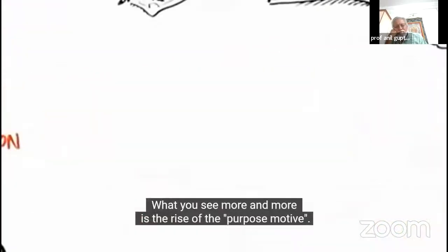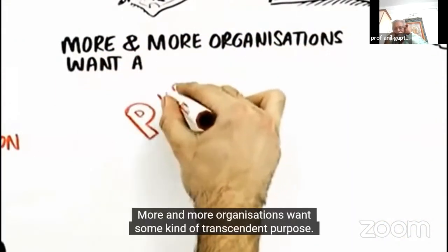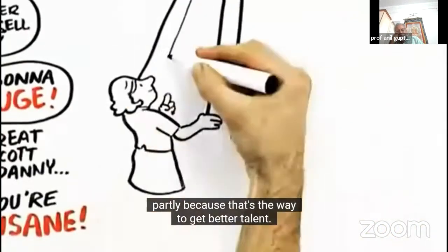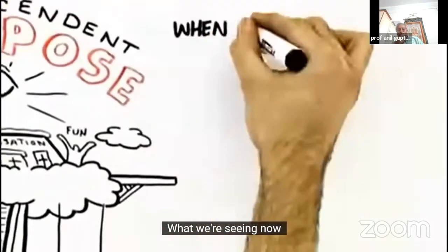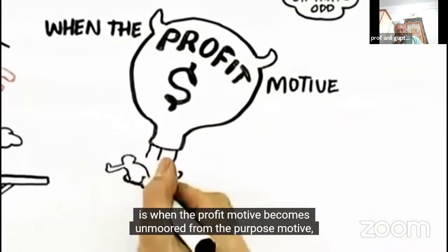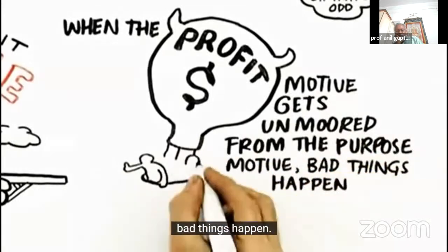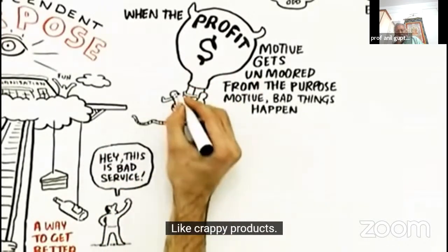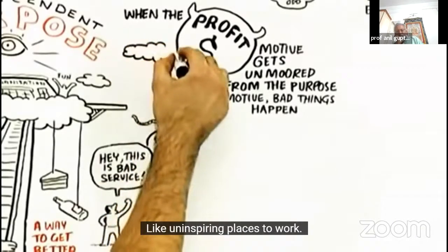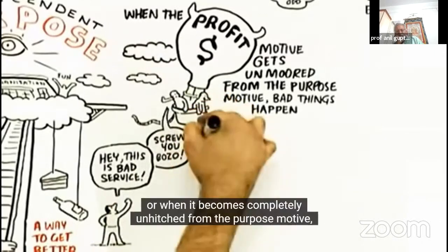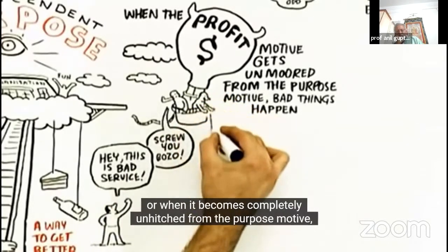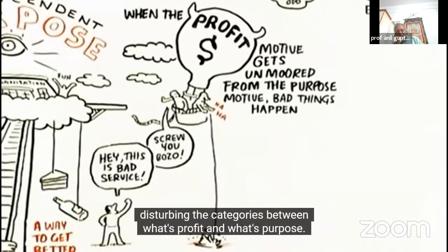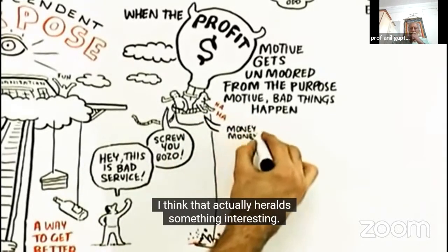That's it. What you see more and more is a rise of what you might call the purpose motive, is that more and more organizations want to have some kind of transcendent purpose, partly because it makes coming to work better, partly because that's the way to get better talent. And what we're seeing now is, in some ways, when the profit motive becomes unmoored from the purpose motive, bad things happen. Bad things ethically sometimes, but also bad things just like not good stuff, like crappy products, like lame services, like uninspiring places to work. That when the profit motive is paramount, or when it becomes completely unhitched from the purpose motive, people don't do great things. More and more organizations are realizing this and sort of disturbing the categories between what's profit and what's purpose. And I think that actually heralds something interesting.